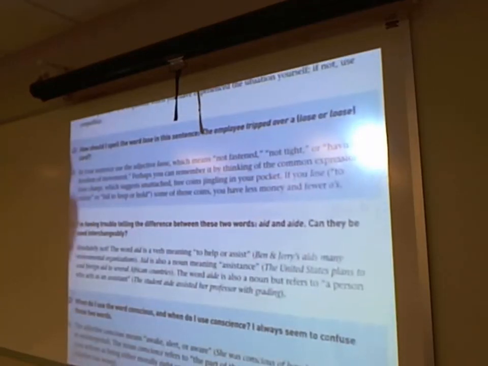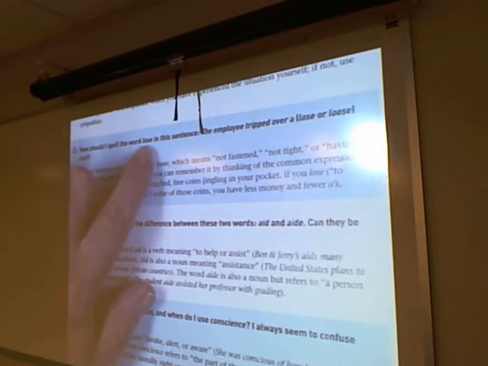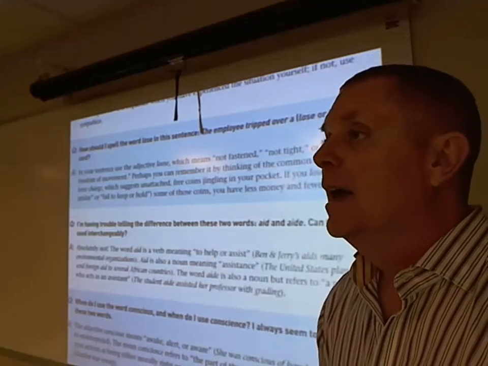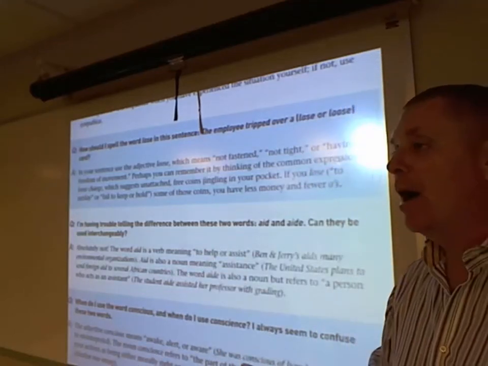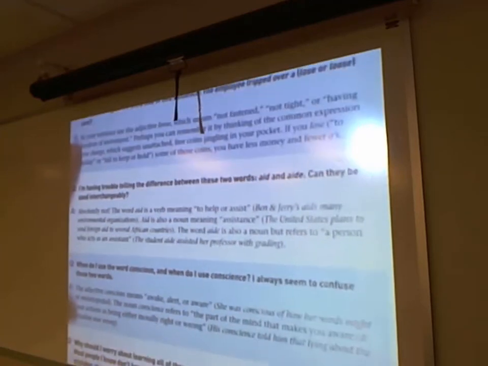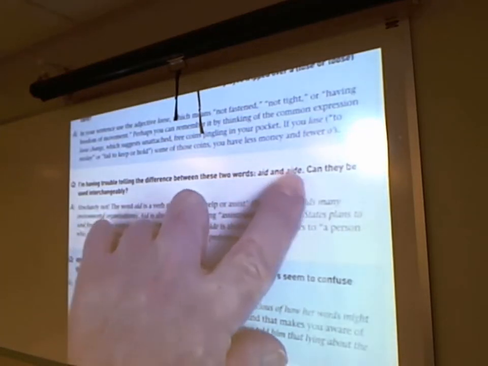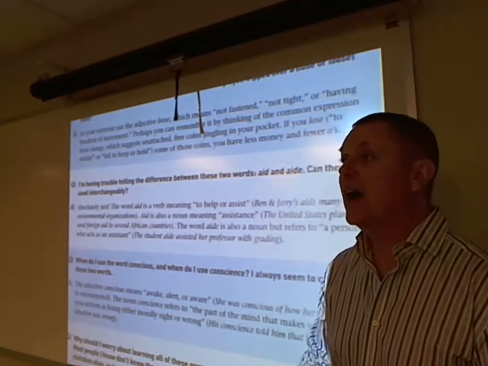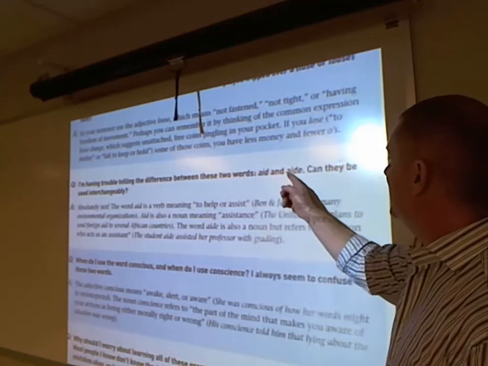Yes, there is a difference between aid and aide with an E. Aid can be a noun or a verb, but aide, A-I-D-E, can be used only as a noun, and it refers to a person. Please contact one of the aides in the business division lab, meaning an assistant. So aide is a person.